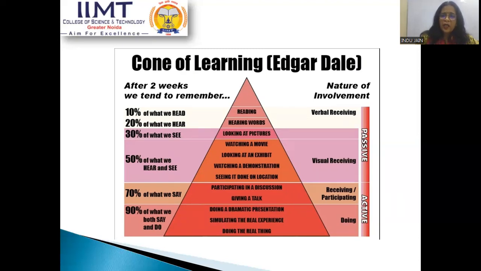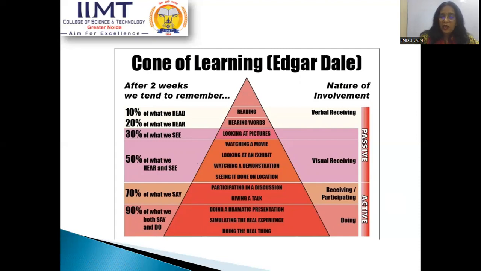You can see that verbal receiving involves what we read or what we hear. Read means our eyes, hear means our ears. And further, what we see. See again involves the eyes. Further, visual receiving means what we hear and see. And participation means what we say.